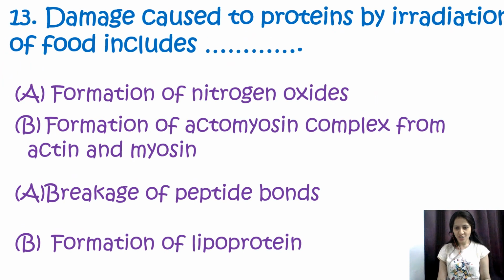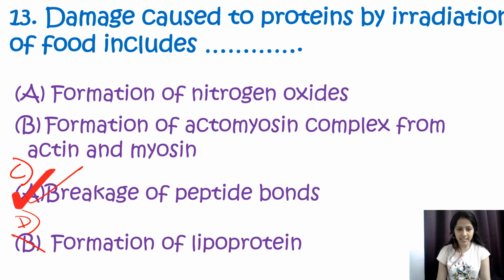Next question number 13. Damage caused to proteins by irradiation of food includes formation of nitrogen oxides, formation of actomyosin complex from actins and myosins, breakage of peptide bonds, or formation of lipoproteins. So over here my correct option is A, that is breakage of peptide bonds. Sorry, this is option number C and this is option number D. So correct option is C, that is breakage of peptide bonds.